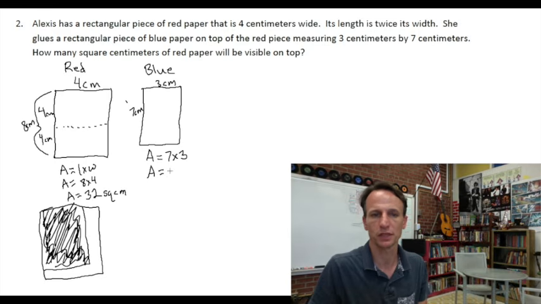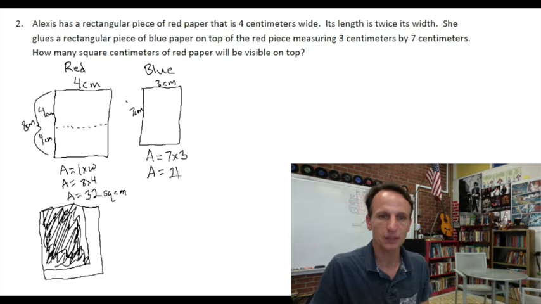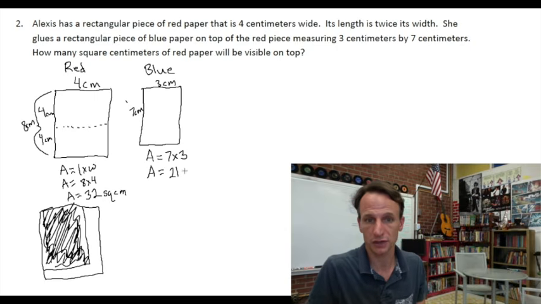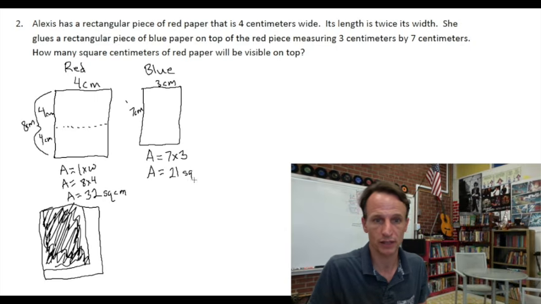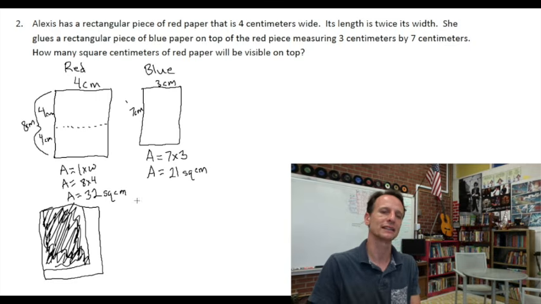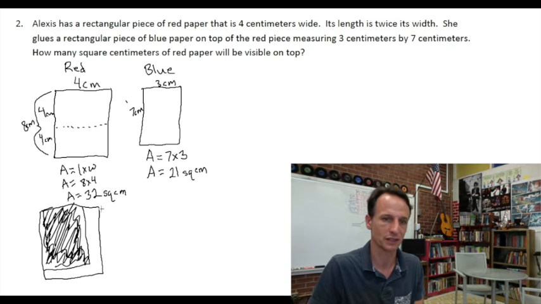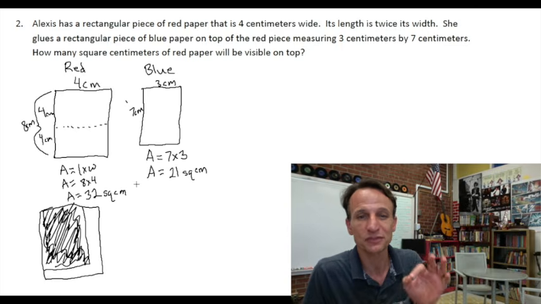Well, 7 times 3 is 21. And again, we are talking about area, square area, so we're talking about square centimeters. Okay, now we have something to work with here. So red is 32 square centimeters, and blue on top is 21. And what we're trying to find is the difference between them.